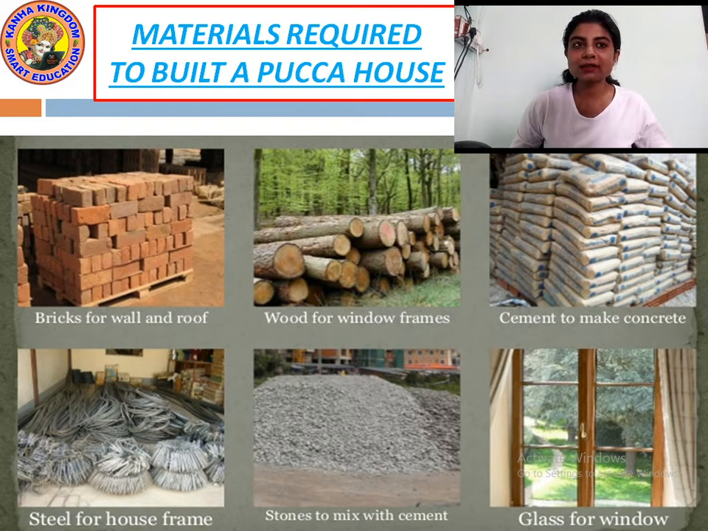What are the materials? Bricks for wall and roof. Then wood for window frames. Then cement to make concrete. Then steel for house frame. Then stones to mix with cement, and glass for windows. Understood? These are the materials that are required to build a PUCCA house.